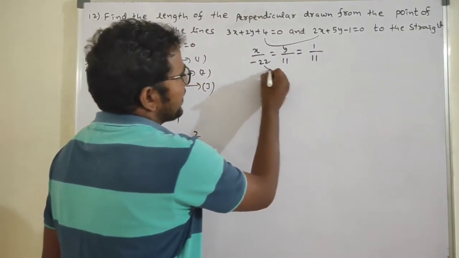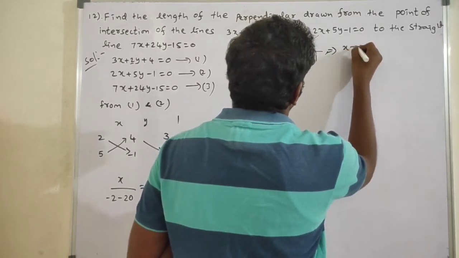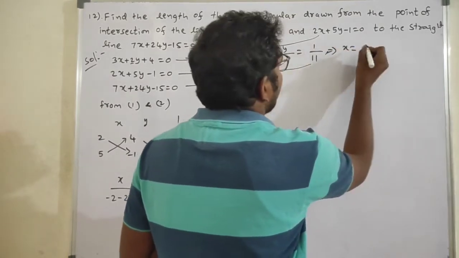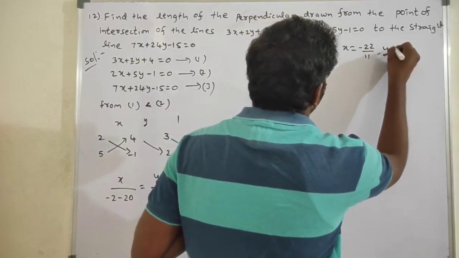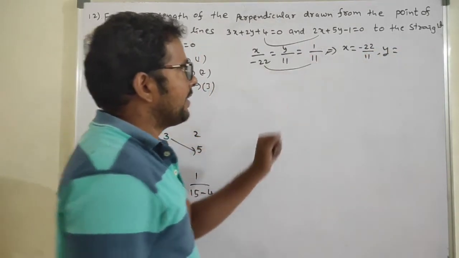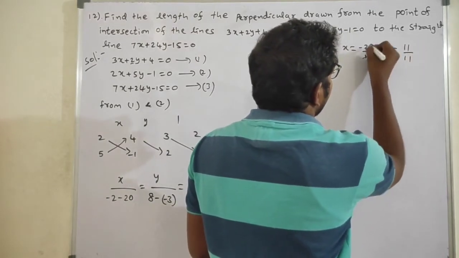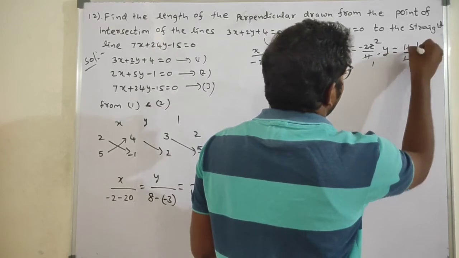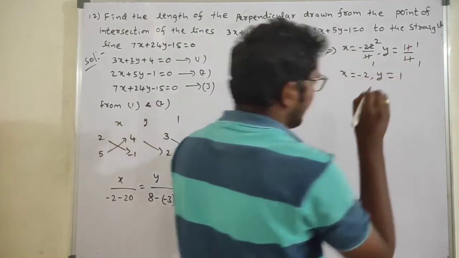So take first and last. This implies x is equal to minus 22 by 11, y is equal to 11 by 11. So x is equal to minus 2, y is equal to 1.